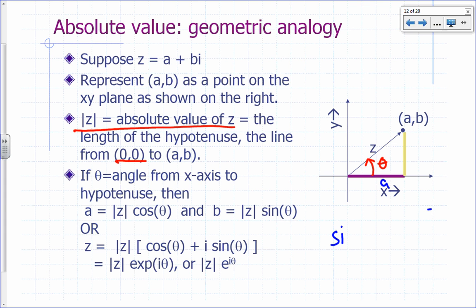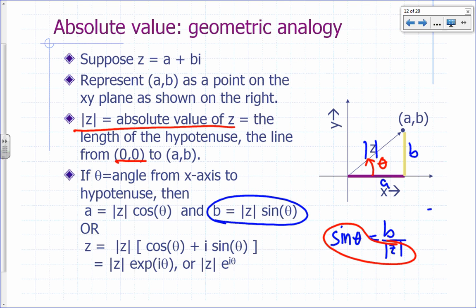Sine theta. What is sine theta? Sine theta is opposite over hypotenuse, right? So it's b over the absolute value of z. So b is just absolute value of z times sine theta. Right? And you should be able to show easily that cosine theta is what? Adjacent over the hypotenuse. So it's going to be a over absolute value of z. So a is just absolute value of z times the cosine of theta.